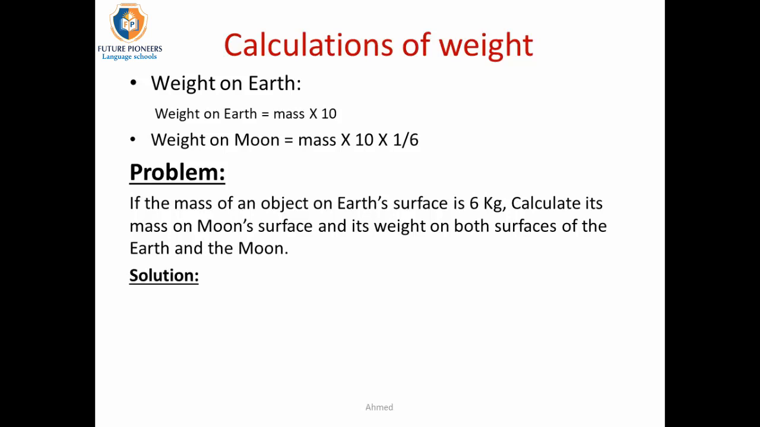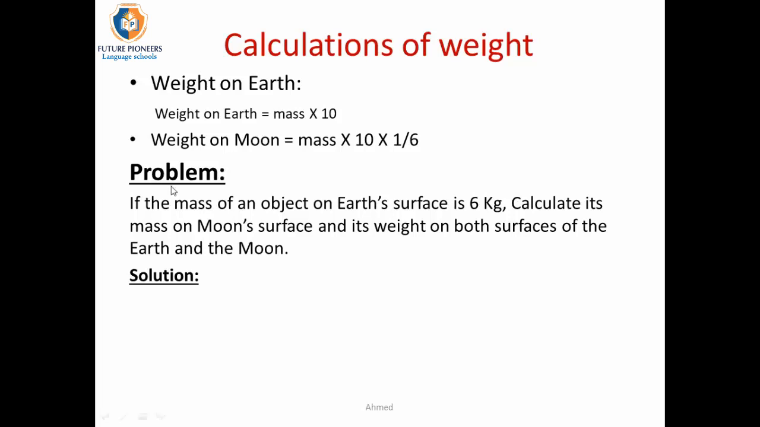So the attraction force of the planet, of the Earth, is larger than the attraction force or the weight on the Moon surface. So if your weight on the Earth's surface is 60 Newton, for example, so it is expected that your weight on the Moon surface will be only 10 Newton. That's why, because the attraction force of the Moon is smaller than the attraction force of the Earth 6 times.